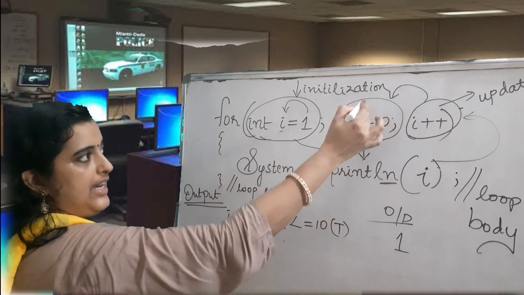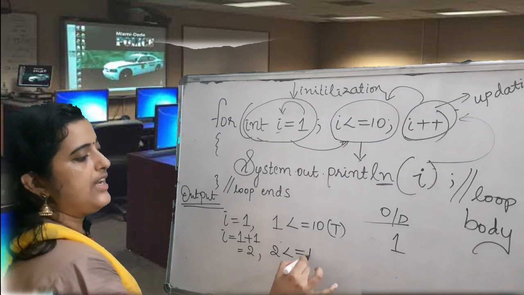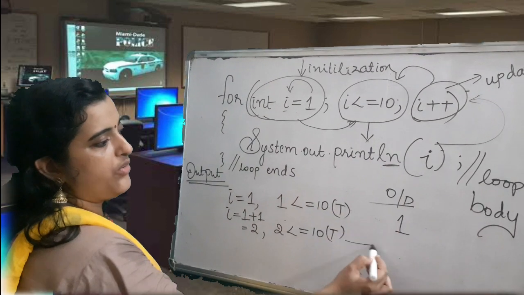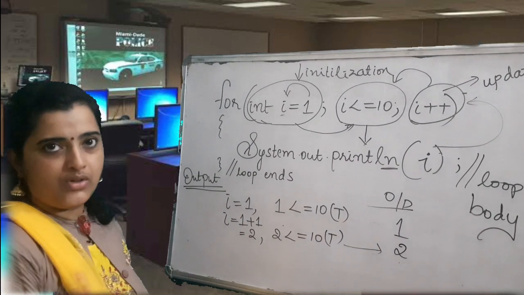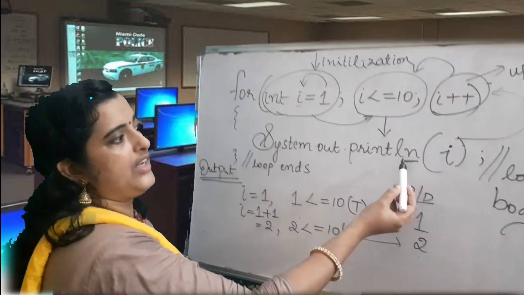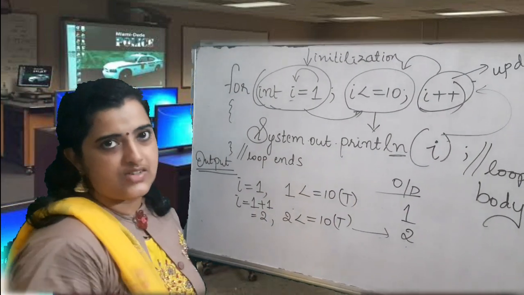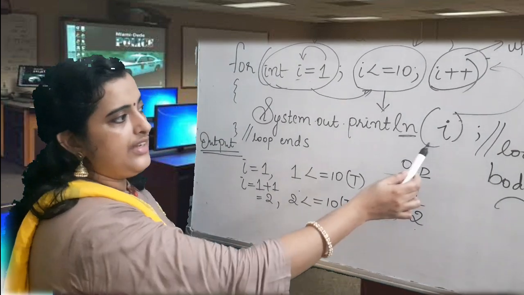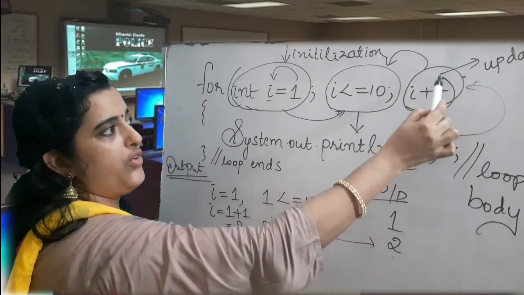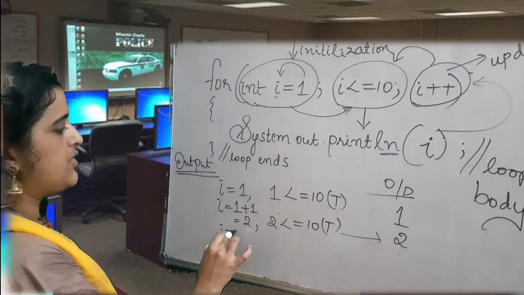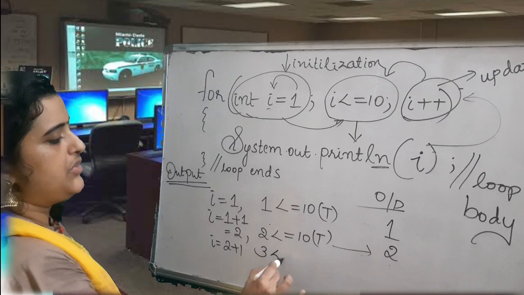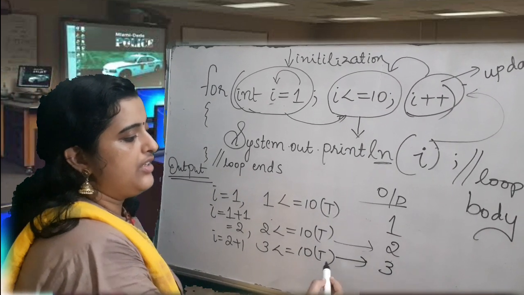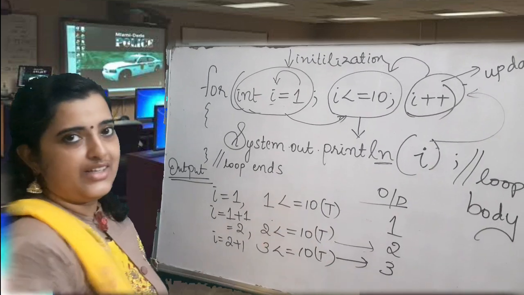Again we check the condition whether 2 is less than or equal to 10. Our condition is true, so what happens? The loop body will execute. Thereby we get the next output 2 in the next line, because we have given ln here. Ln stands for new line. So every output will be printed on a new line. And again see, after execution of the loop body, updation takes place, which is 2 plus 1. And here you check the condition 3 less than or equal to 10. The condition evaluates to true, and as the condition is true, you will get the output 3.